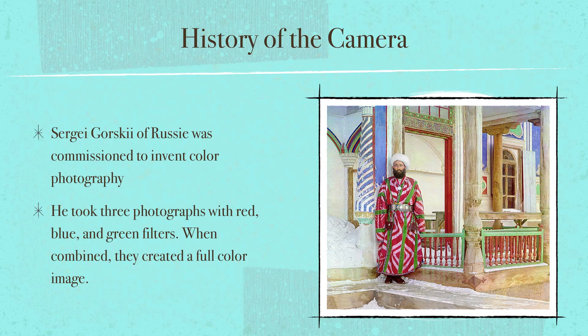Sergei Gorsky of Russia was commissioned to invent color photography in the early 20th century. And he figured out a way that if you took 3 photographs with different filters, one with red, one with blue, and one with green, and then you combined them, they created a full color image. And you can see this one on the right. It's pretty amazing to think that this image was taken over 100 years ago, and the color is still so amazing, and it's just as good as the color today. It might even be a little bit more vibrant than the digital cameras of today.